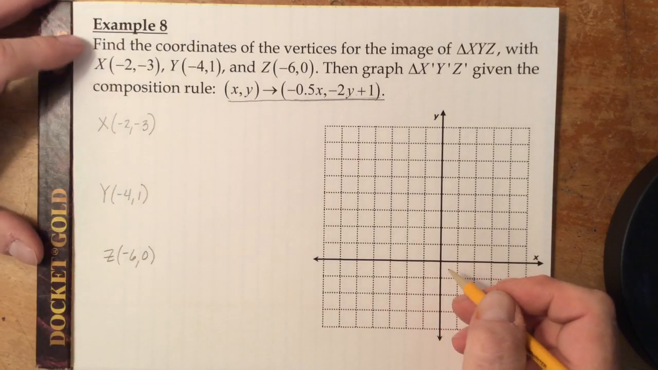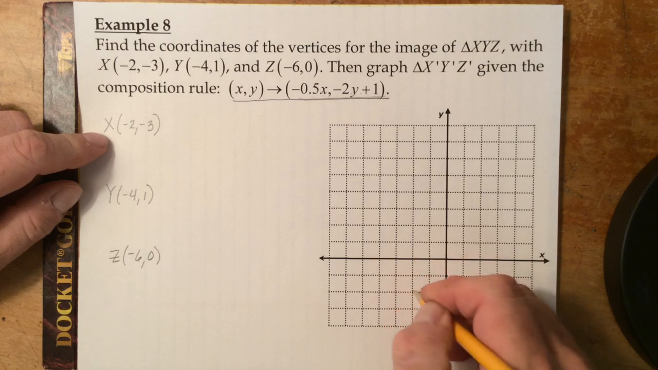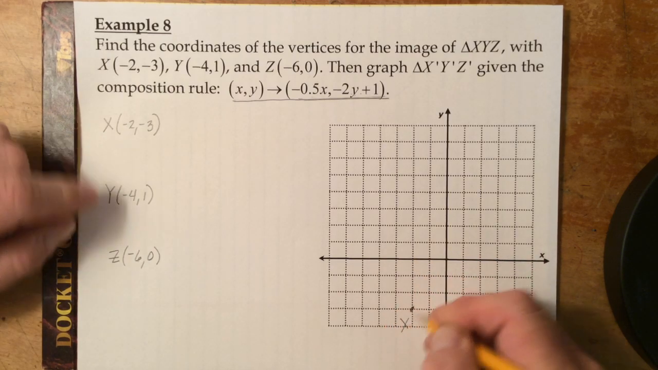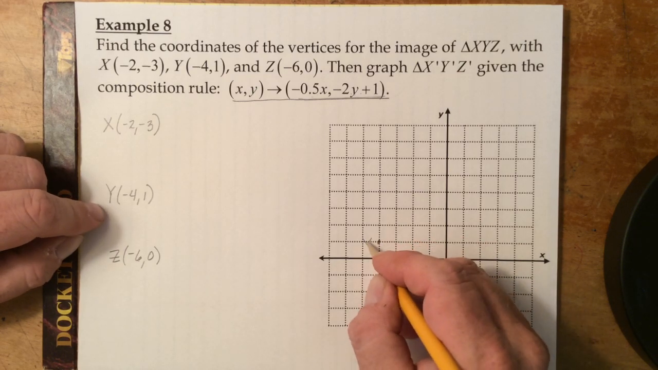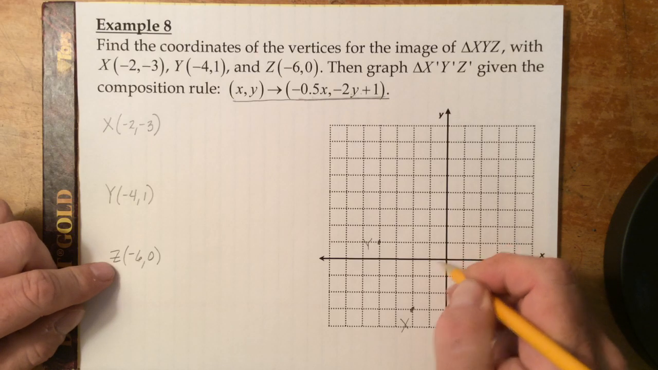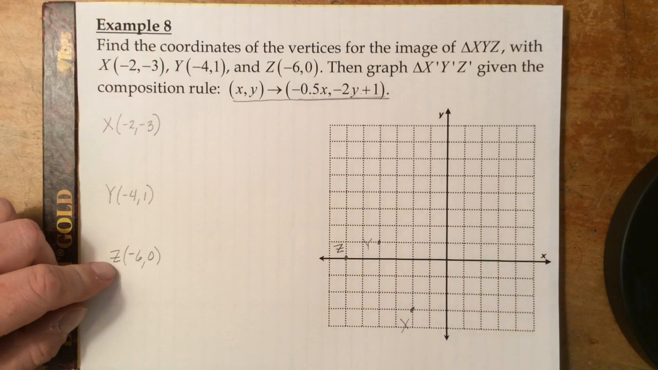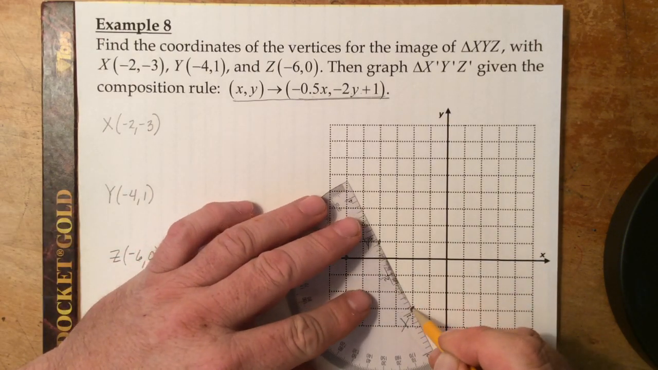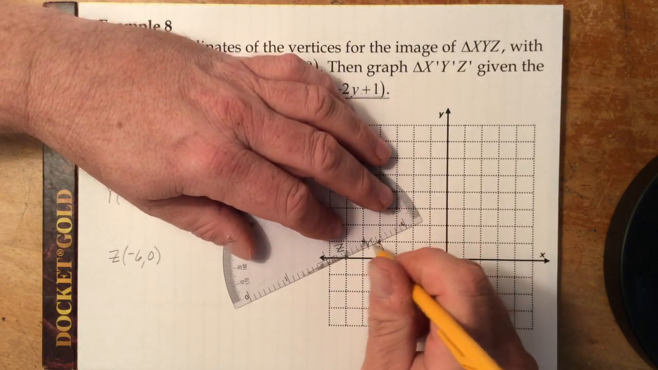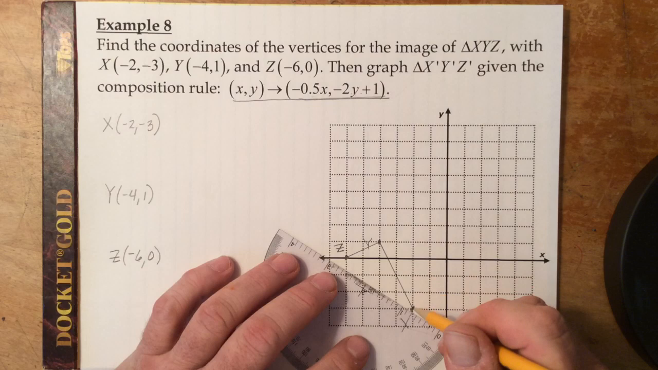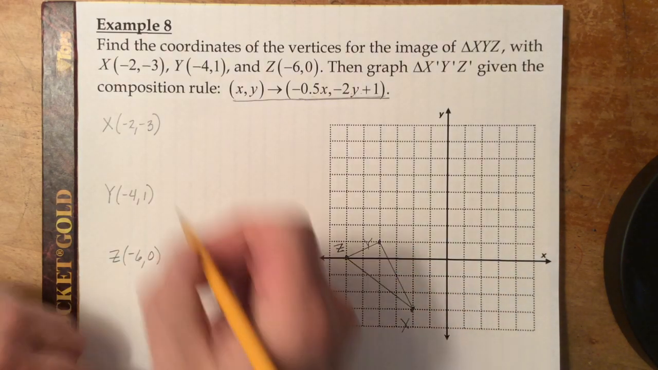So graphing these on our coordinate system, X is at (-2, -3), right here. Y is at (-4, 1). And Z is at (-6, 0). Take a straight edge and draw your triangle. It's not a right triangle, but it's a little bit bigger than a 90-degree angle at angle Y. So yeah, that triangle. Now let's apply the composition.